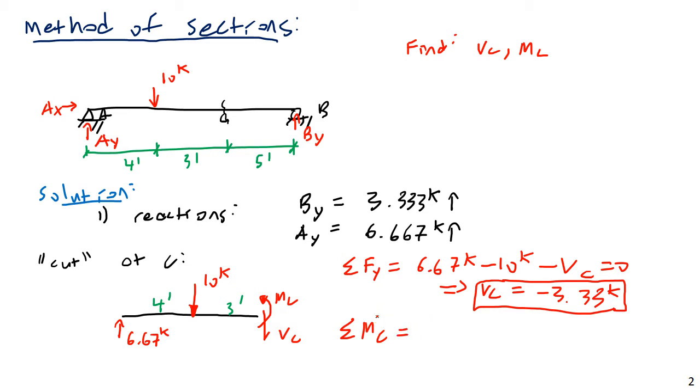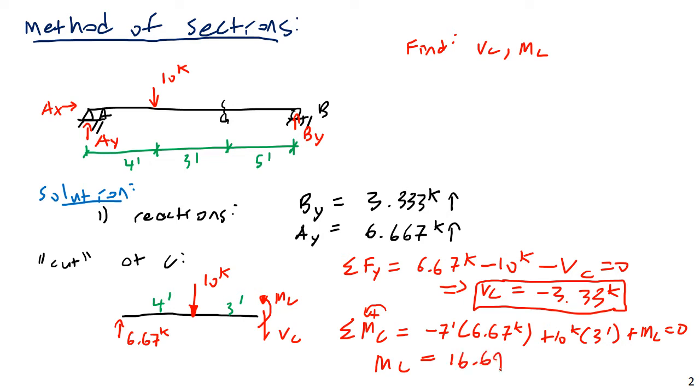Sum of moments about C, counterclockwise positive. And I will have negative 7 feet times 6.67 kips, and then plus 10 kips times 3 feet. Again, negative because clockwise, positive because counterclockwise. And then plus MC, and all of this is equal to 0. And then finally, MC is equal to 16.69 kip feet. And so we have positive moment.